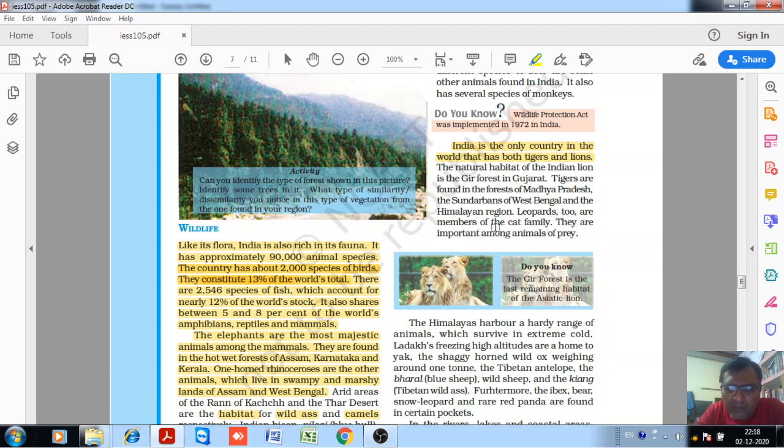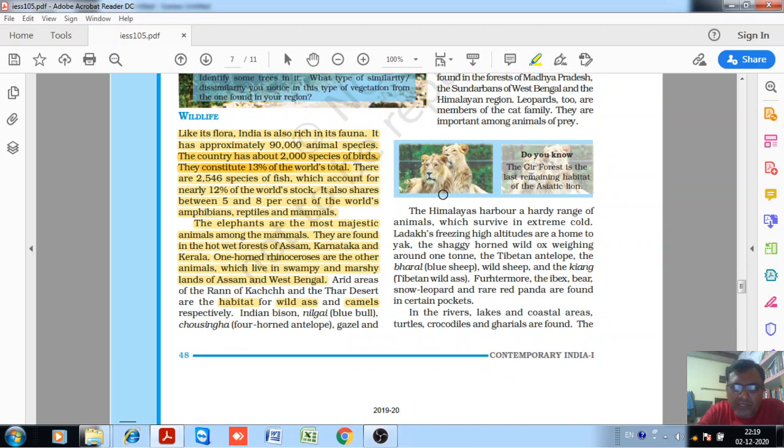Leopards too are members of the cat family. They are important among animals of prey. They depend on some prey. Leopards are family members of the cats, and Royal Bengal tigers are the animals which are found in Madhya Pradesh, Sundarbans and West Bengal. So here you can see how beautiful and majestic they are, lions.